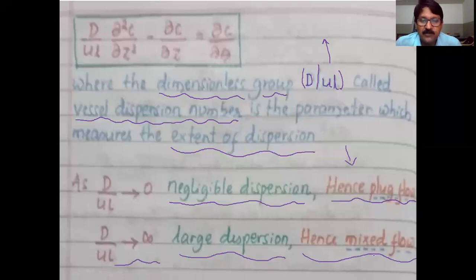So this is definitely one question: write a note on dispersion number, or explain dispersion number. What is dispersion number? Explain and derive the equation for dispersion number.